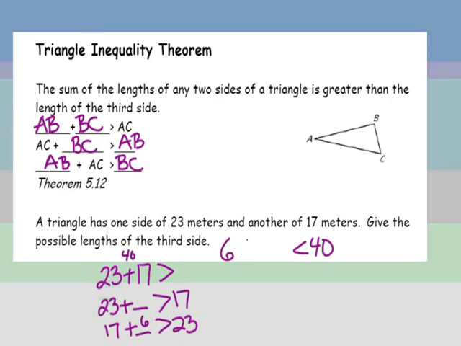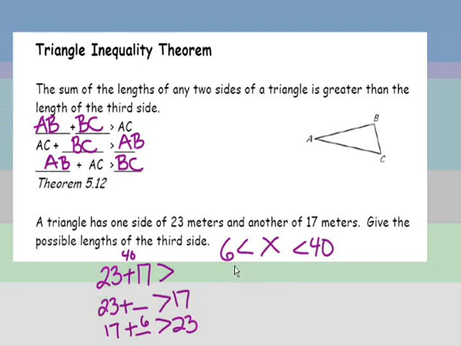So my third side must be greater than 6, and it must be less than 40, is the conclusion that I can make here. Not greater than or equal to. There's no equal to, because it can't equal these two things. It must be greater than 6 in order to make these two sum greater than 23, and also it must be less than 40 because these two together only sum up to 40.